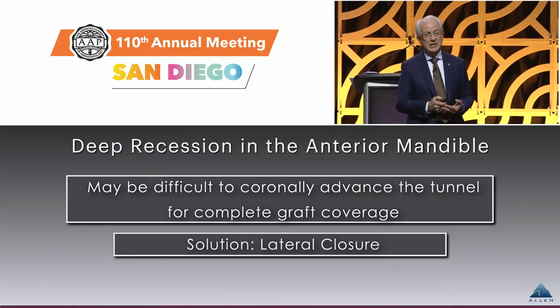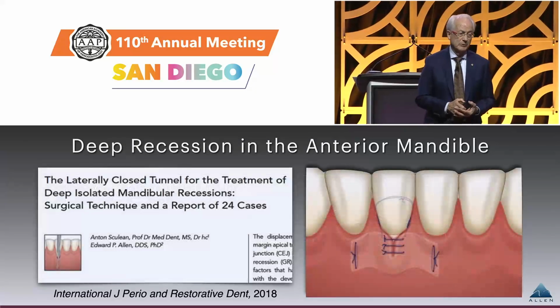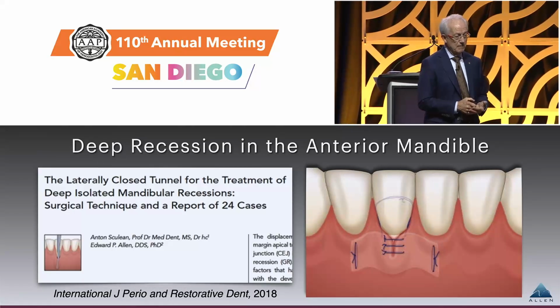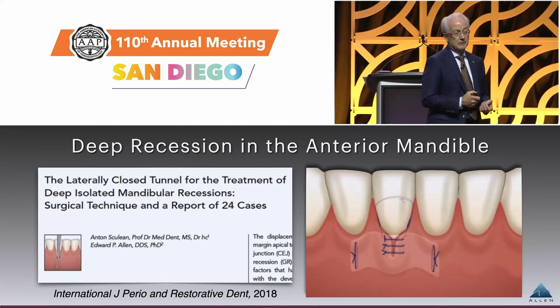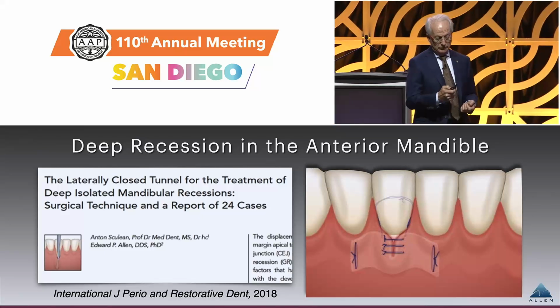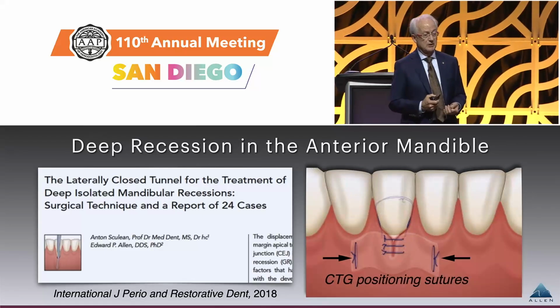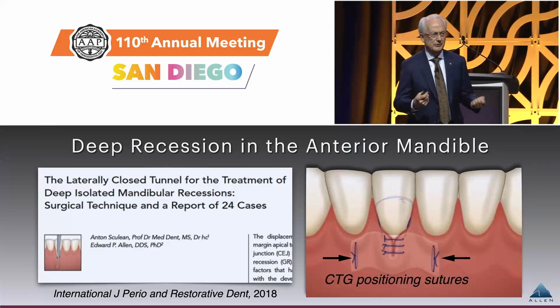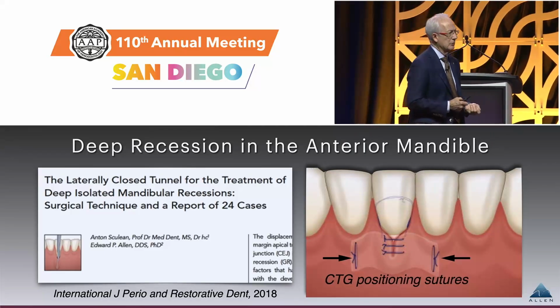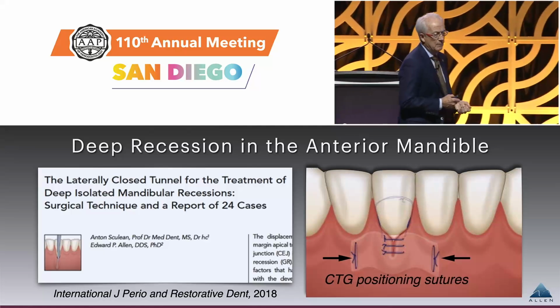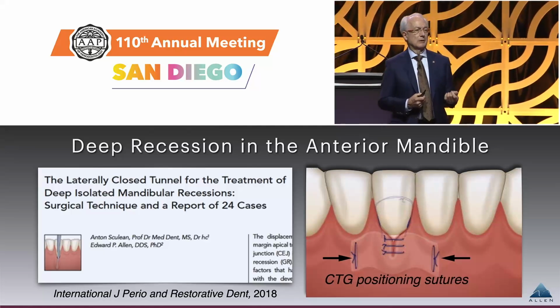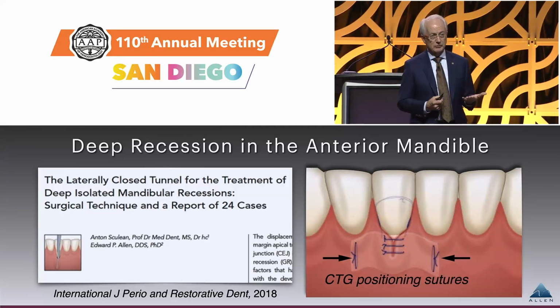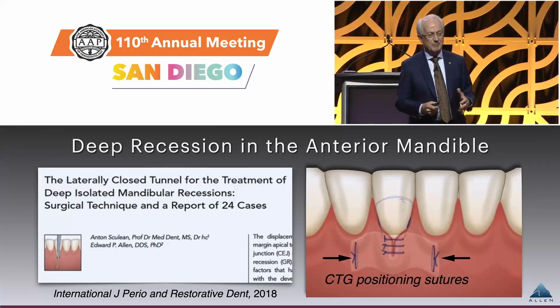So the solution is lateral closure. And this is something we published with Tony Sculian in 2018. And in the drawing, you see some sutures that I call connective tissue graft positioning sutures because you can't handle it in the same way that you do allografts and xenografts where you would not need those sutures. But you do need to suture the graft around the tooth with the deep recessions, and there's a knot on the lingual. I'm not happy about that.